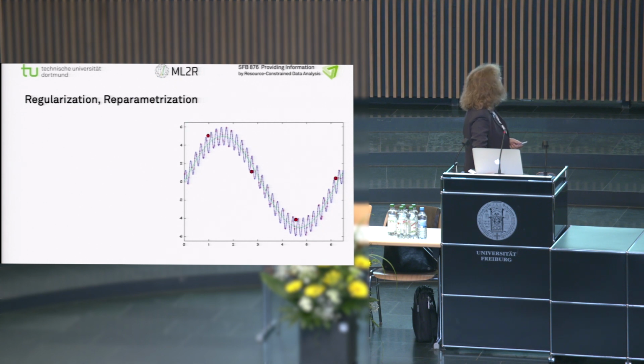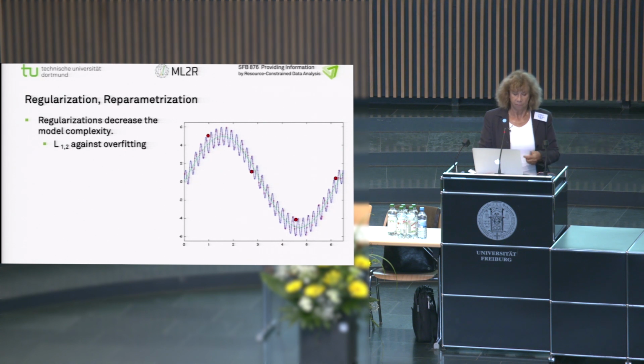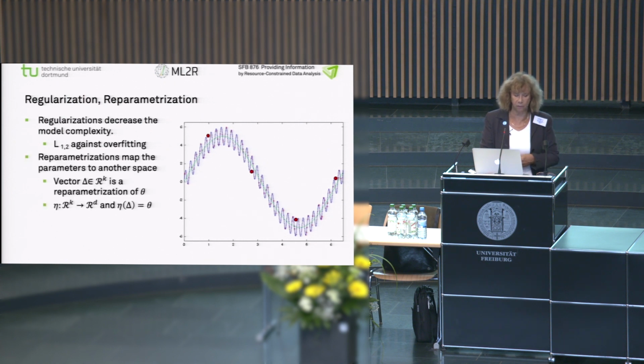Of course, after learning, what you get is additional points that you didn't see before, and you want to predict those additional points later on. So what you see here is the problem of how dense and how complex the model should be in order to best work for previously unseen observations. Regularization decreases the model complexity, so we have the norms L1 or L2 or mixtures of that, and reparametrization maps the parameters to another space, and maybe in this other space we can see things that we could not realize in the original space.